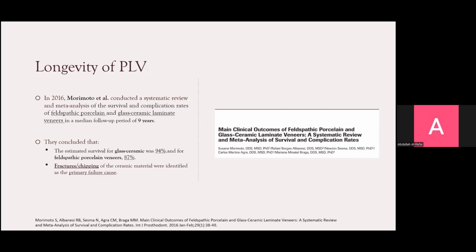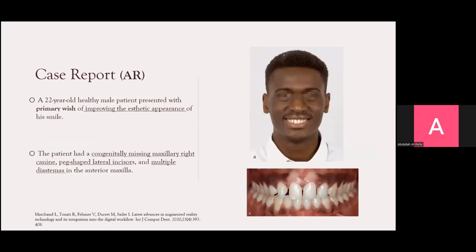Also, they concluded that fractures and/or chipping of the ceramic material were identified as the primary failure cause, followed by debonding, marginal discoloration, and endodontic problems, which were the second most common causes of failures. However, secondary caries was the least frequent complication. It's around 1%.